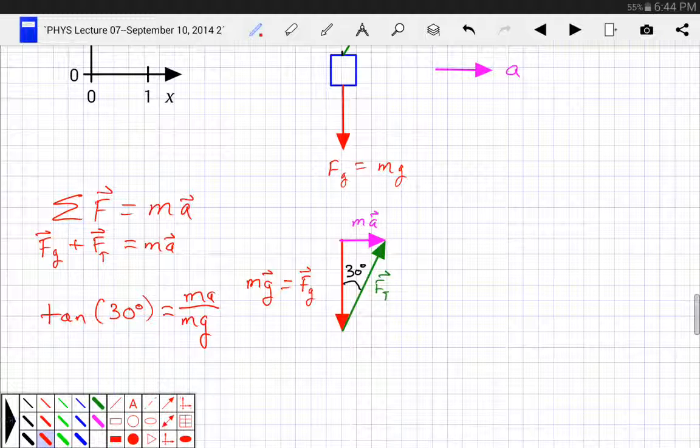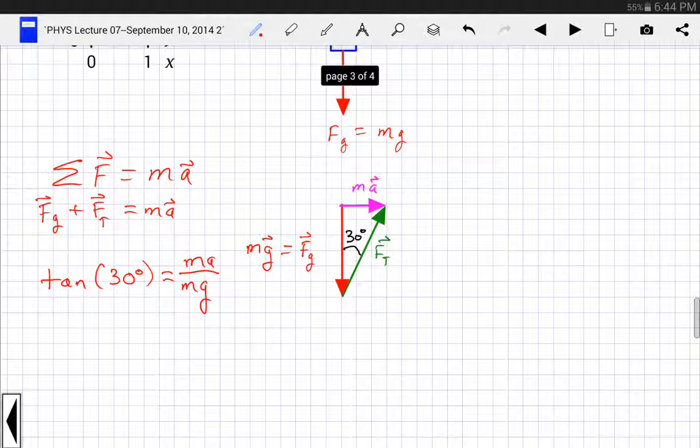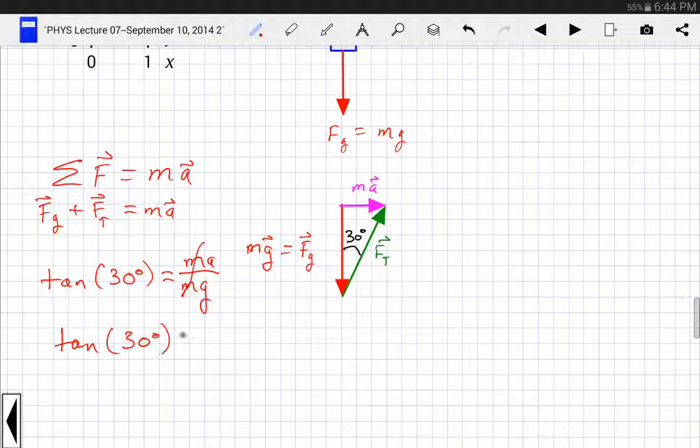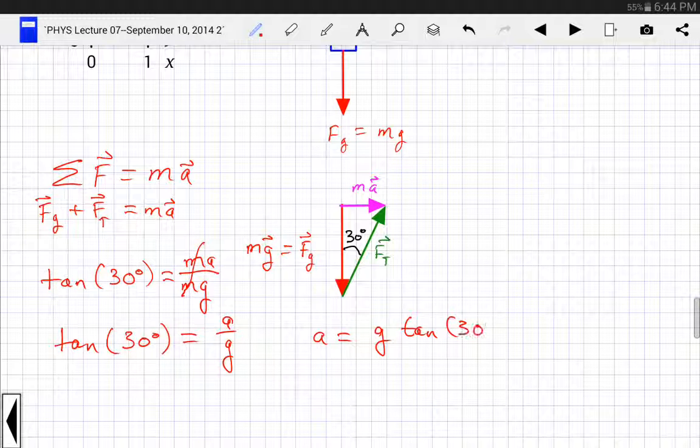Now notice, I didn't give you the mass. A lot of people think, oh, we got a problem, we don't have the mass, we can't solve it because you can't calculate how big this force of gravity is. But when I did this calculation, voila, the masses cancel and I'm left with the tangent of 30 degrees is equal to my acceleration divided by g. Now I'm looking for the acceleration, so acceleration is equal to g tangent of 30 degrees.